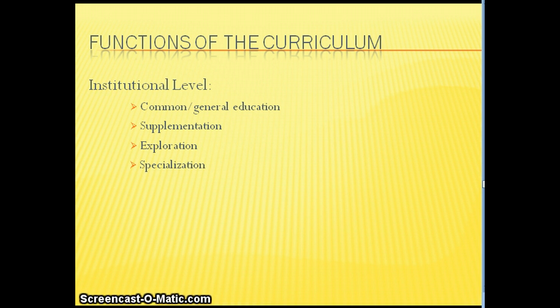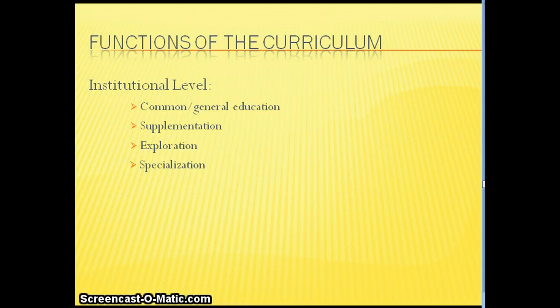And so if the curriculum is serving a specialization function, it serves to develop some type of specialization in the learners or the students themselves. So this could be a vocational curriculum centered on a particular trade or a profession, or it could be around an academic discipline.